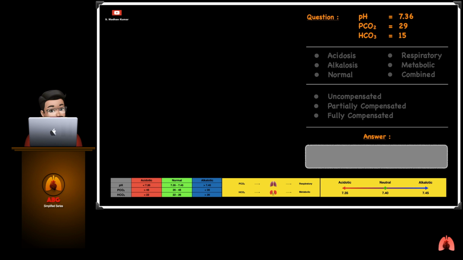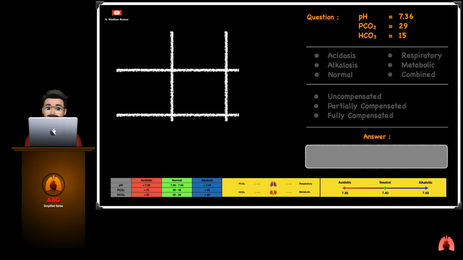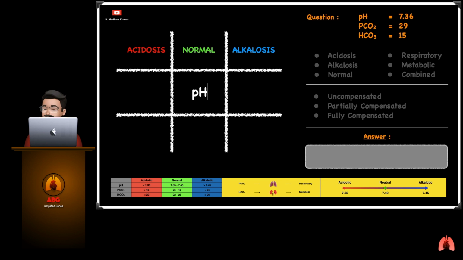In this example, the pH is 7.36, which is normal. So mark pH under normal column. PCO2 is 29, which is alkalotic. So mark it under alkalotic column. HCO3 is 15, which is acidotic. So mark it under acidosis column.